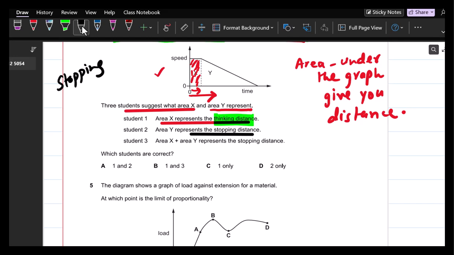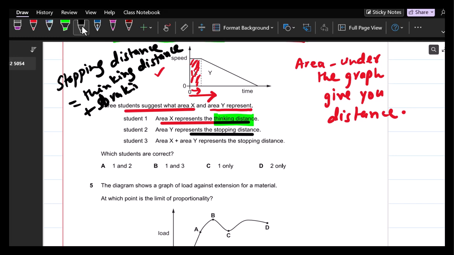Stopping distance is equal to thinking distance plus braking distance. Braking distance. So here the speed is decreasing. Speed is decreasing. It means brakes are applied.